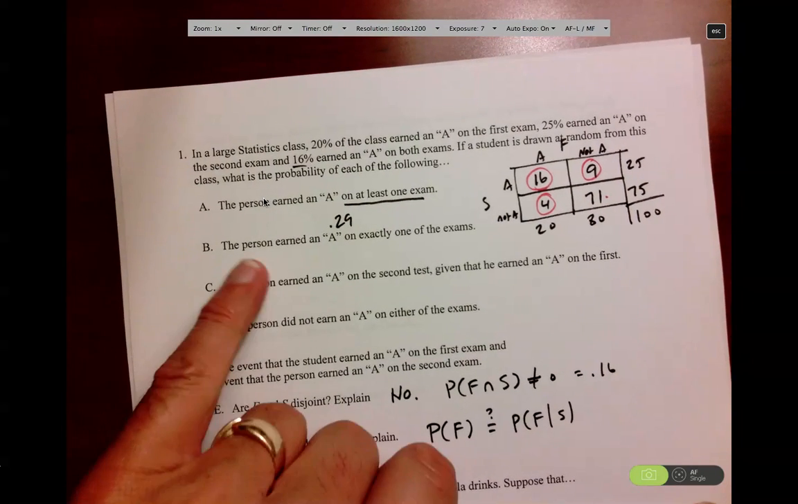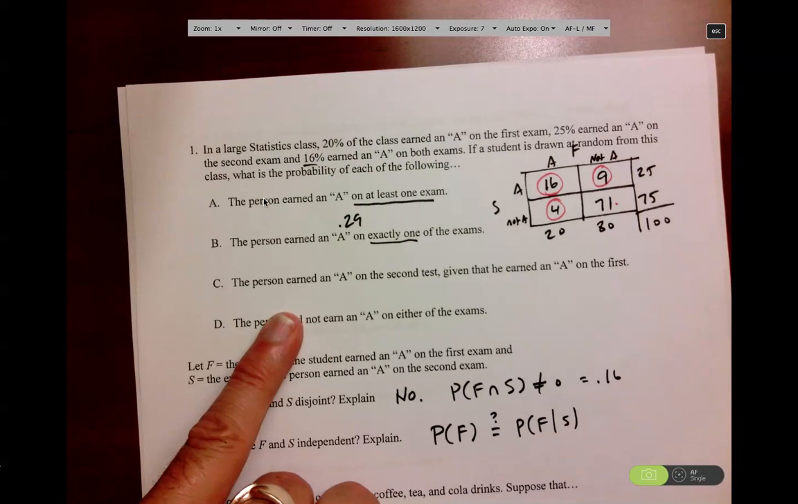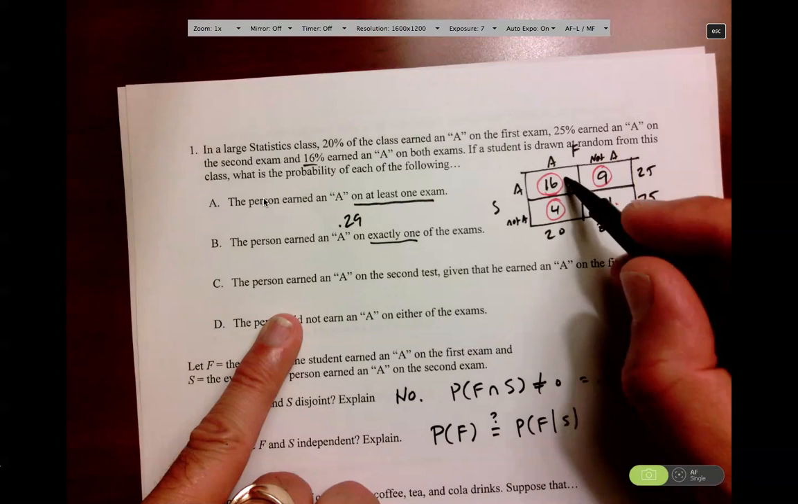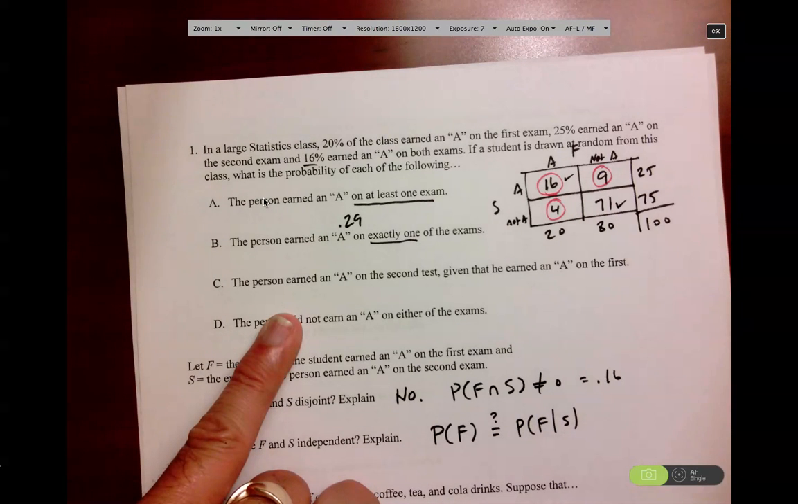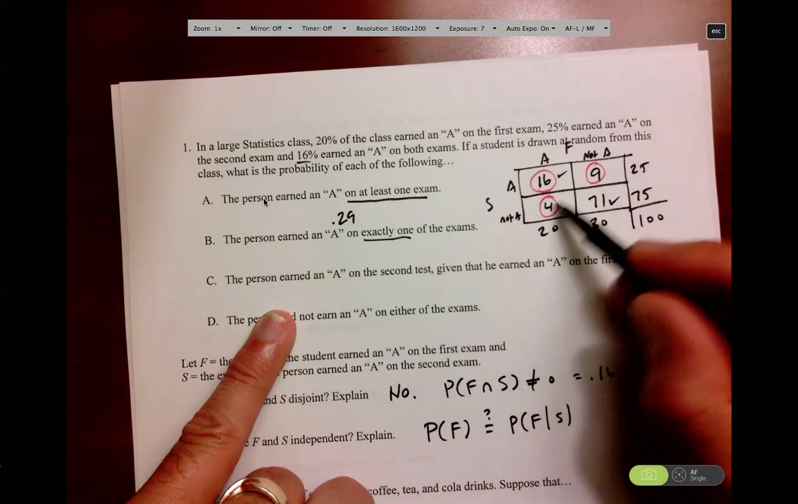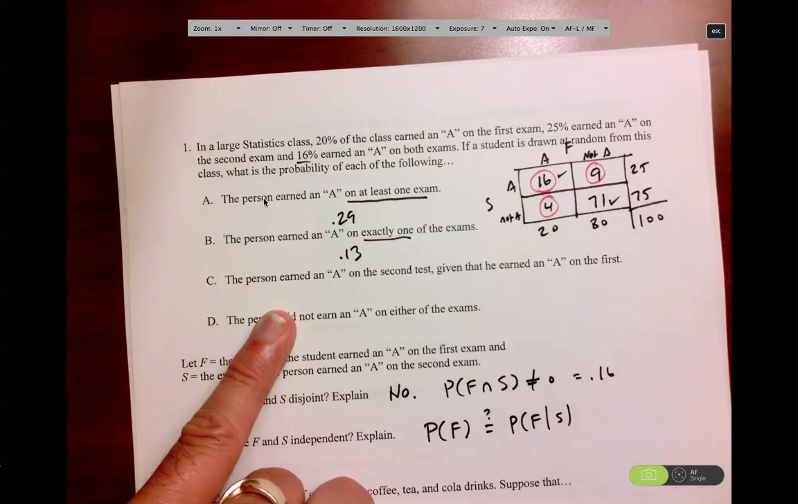What about a person earning an A on exactly one of the exams? It's not these kids, they got A's on both. These kids didn't get A's, so it's got to be just these two. That's 13 out of 100, just 13%.